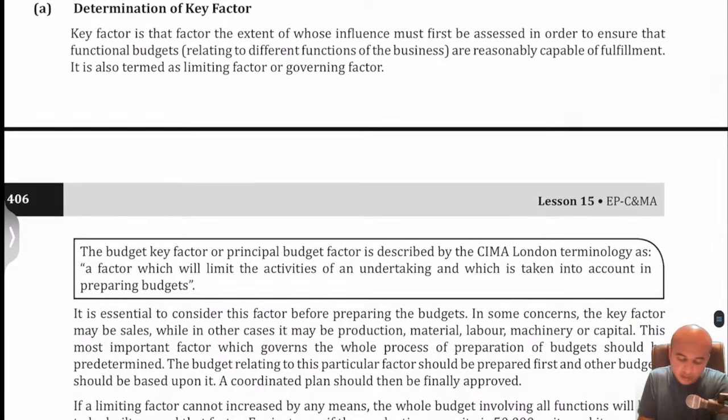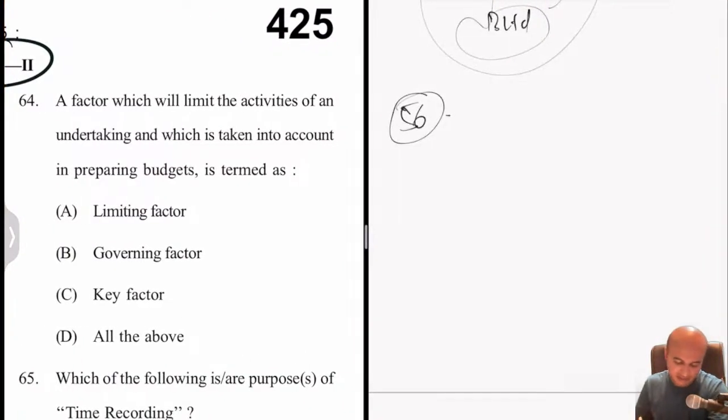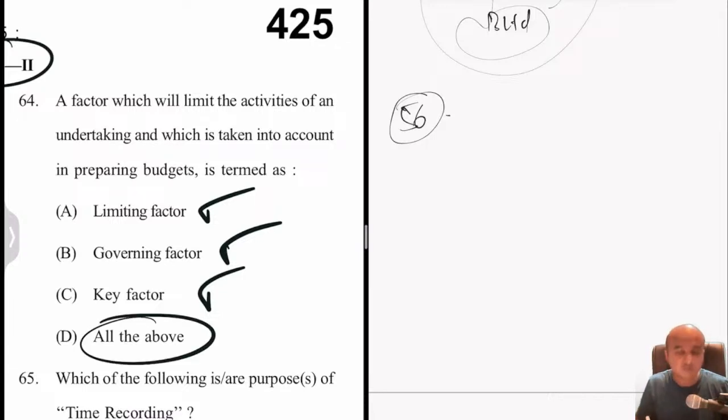It is also termed as what? Limiting factor and governing factor. So that is exactly what is asked here. Limiting factor, governing factor, key factor. So that means the answer to this question, which is a factor which will limit the activities of an undertaking and which is taken into account in preparing budget, is all of the above, because it's all one and the same. Limiting factor equals governing factor equals key factor. So therefore the answer is all of the above.